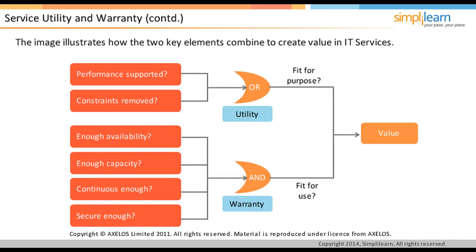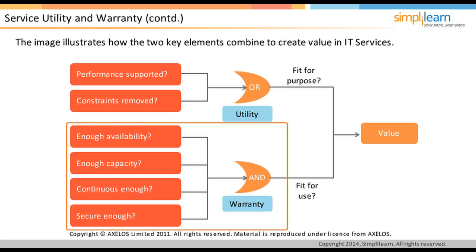The image illustrates how the two key elements combine to create value in IT services. Utility is perceived by the customer from the attributes of the service that have a positive effect on the performance of tasks associated with desired results. Removal or relaxation of constraints on performance is also perceived as a positive effect. It means that if you are able to support the performance of a customer's services or remove the challenges at the customer end, the service utility is on the higher side.